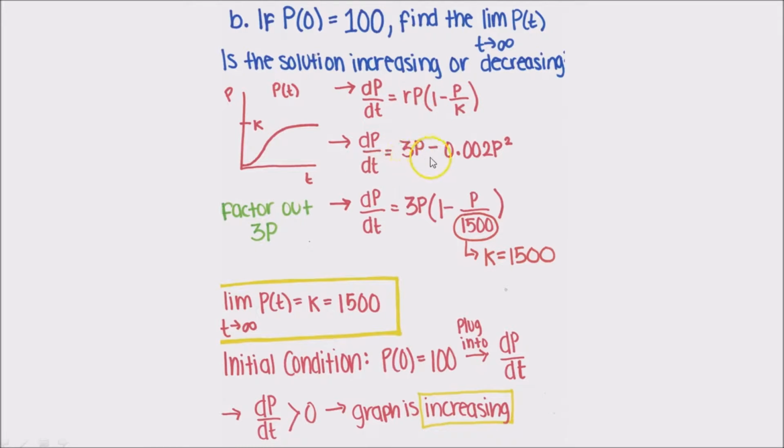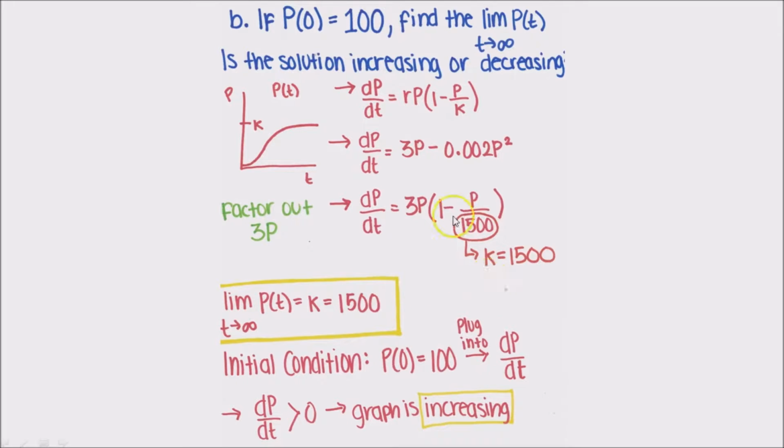So we're given 3P minus 0.002 P squared, and in order to rearrange it to this, we have to pull out a 3P, and we get 3P times 1 minus P over 1500. So we know that K is equal to 1500, and that the limit as t goes to infinity of P of t is going to be equal to K, which is 1500.